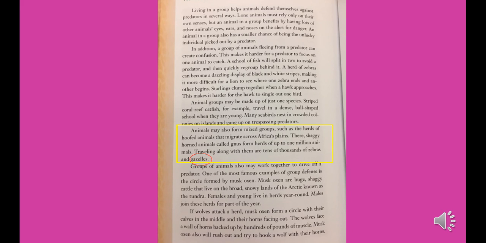In lesson 4, we identified that the gazelle was mentioned in paragraph 4 on this page, and so I'm just going to reread paragraph 4, where we see the word gazelles.